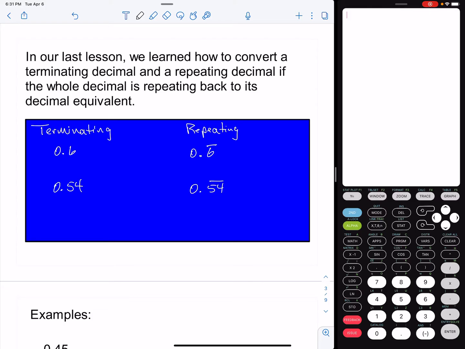Well, today what we're going to look at is what if only part of the decimal repeats. So that's what we're going to try to learn by the end of this lesson. But let's review what we've talked about. So in our last couple of lessons here, we learned how to convert a terminating decimal.